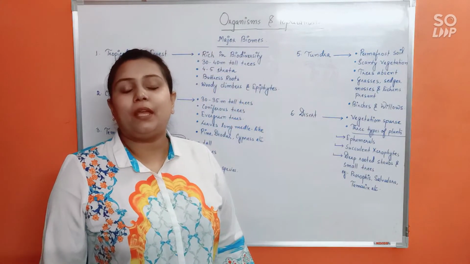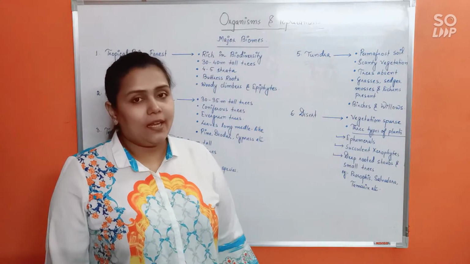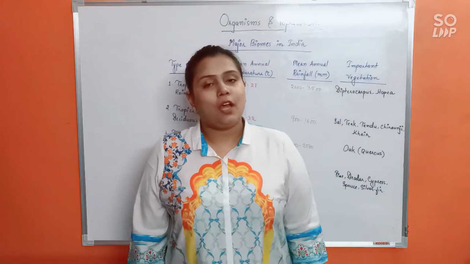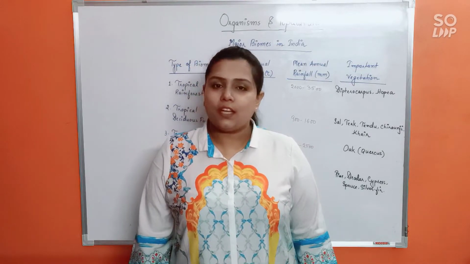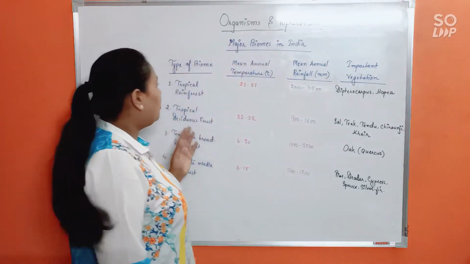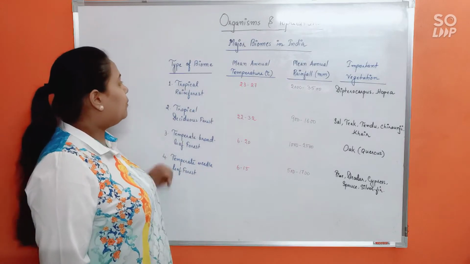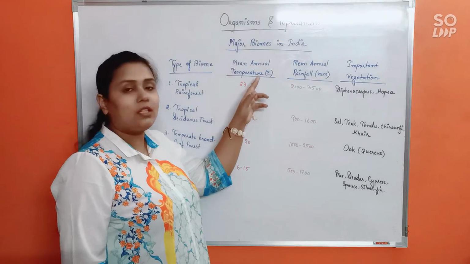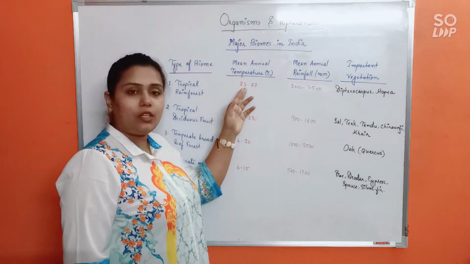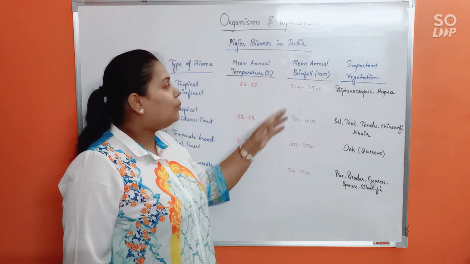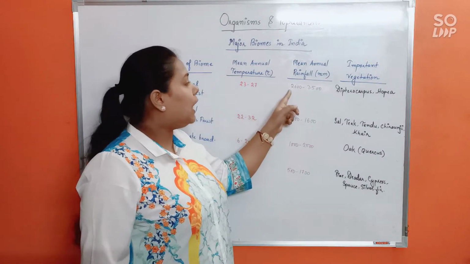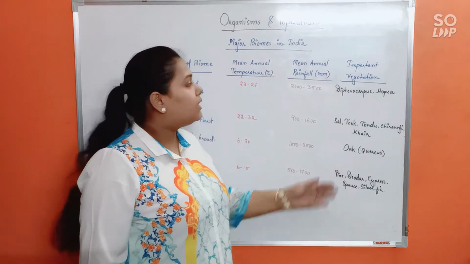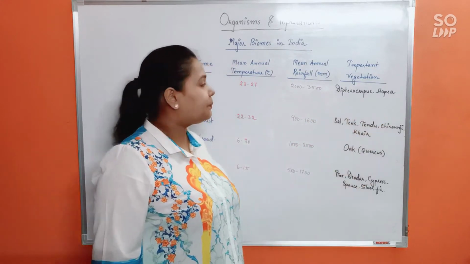Alright. So these are the major biomes present in the world. Now next, let us have a look at the different biomes present in India. So now, for the major biomes present in India, we have 4 major biomes here. The types of biome are tropical rainforest, where the mean annual temperature in degree centigrade is 23 to 27 and mean annual rainfall in mm would be 2000 to 3500, and the important vegetation would be Dipterocarpus and Hopea.